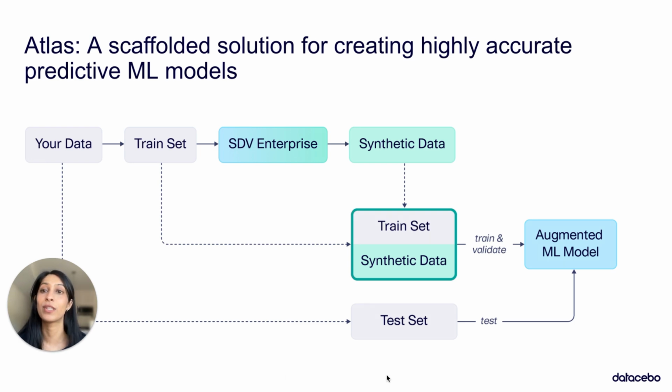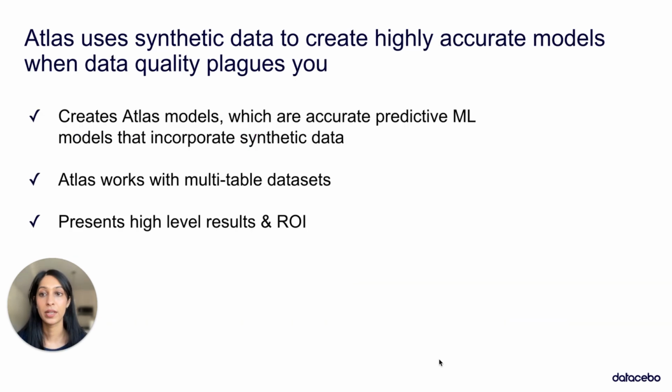And like its name suggests, Atlas helps you navigate these complexities of building a predictive ML model, especially when it comes to synthetic data. So it sets up a whole workflow for you, like we've illustrated here. And it adds synthetic data at precisely the right stage in order to improve the ML model. So in summary, Atlas uses synthetic data to create highly accurate models, especially when data quality issues plague you.